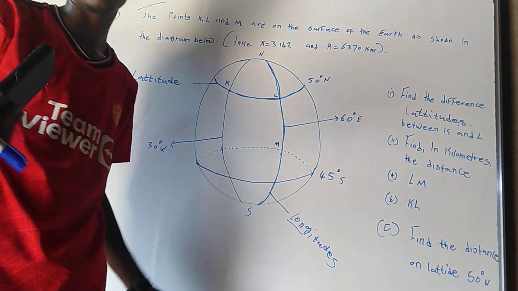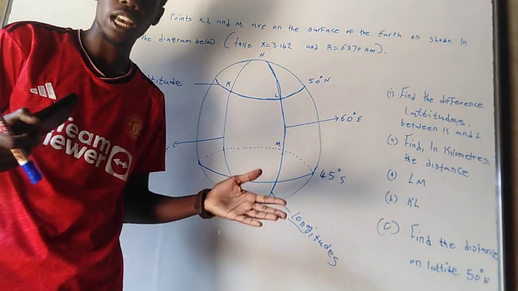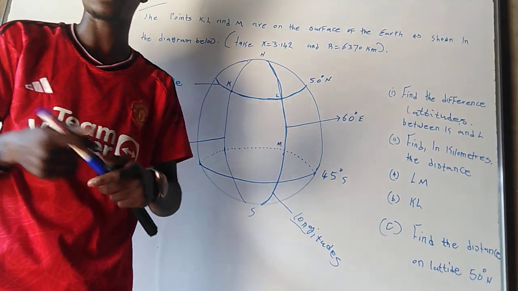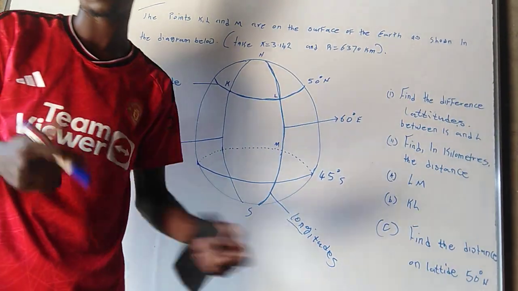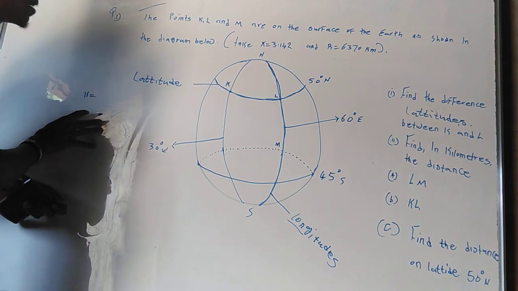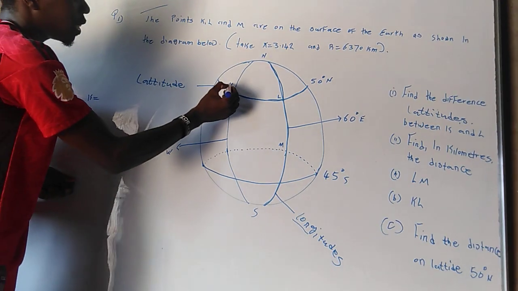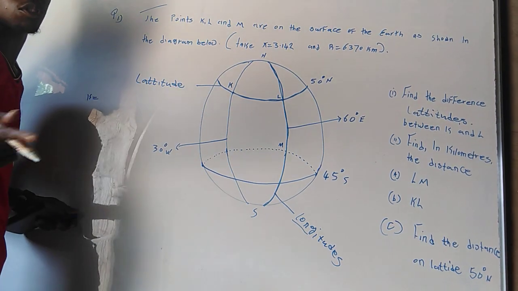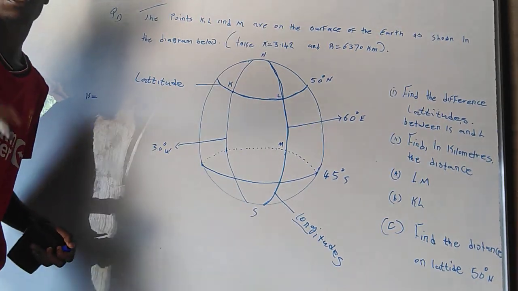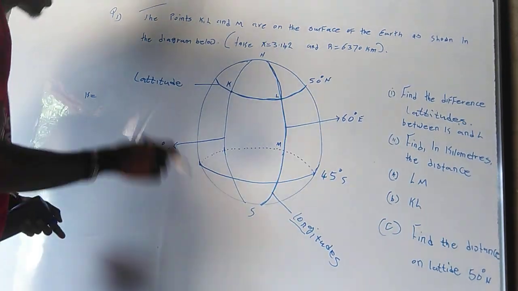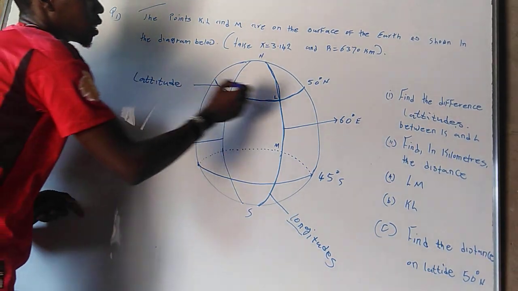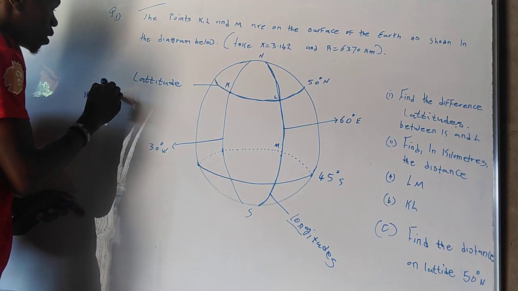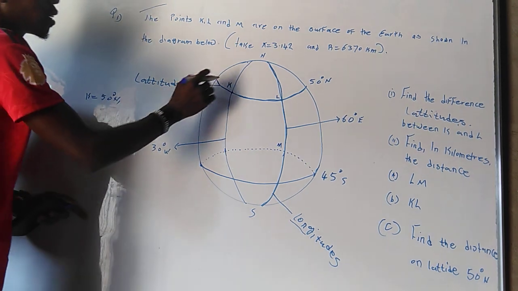The latitudes are lines that run from your west to your east, or from your east to your west, left and right. So I'm listing the coordinates. K is lying on 50 degrees north. Always start with your latitude. Don't mess up in an exam: if you start with the longitude, it will be wrong. So the latitude is 50 degrees north.